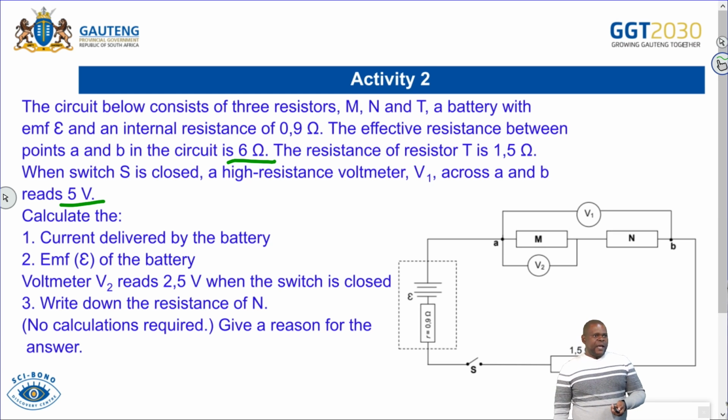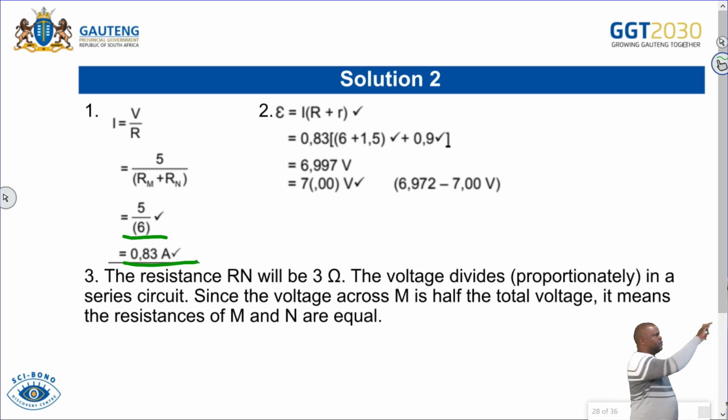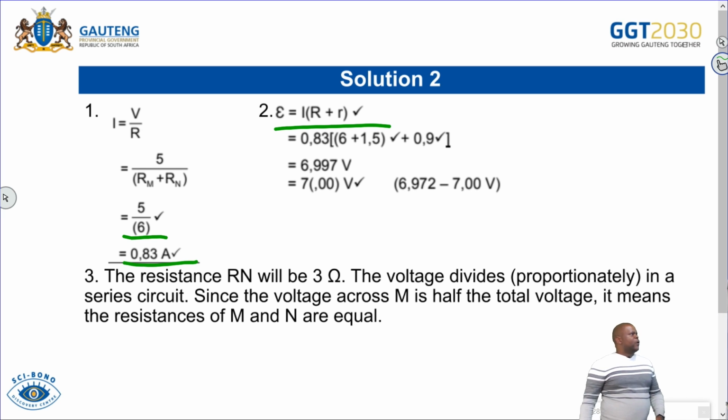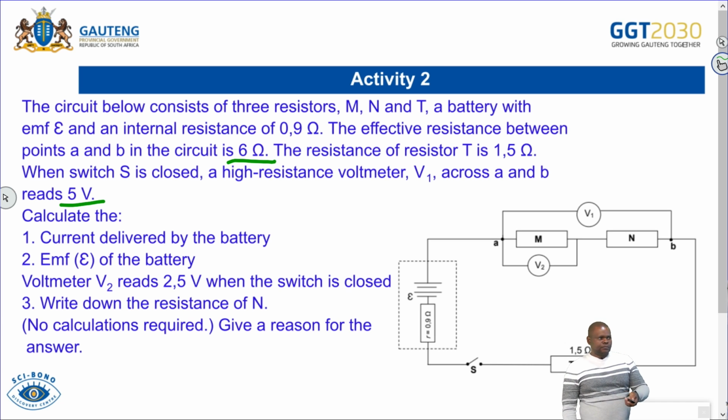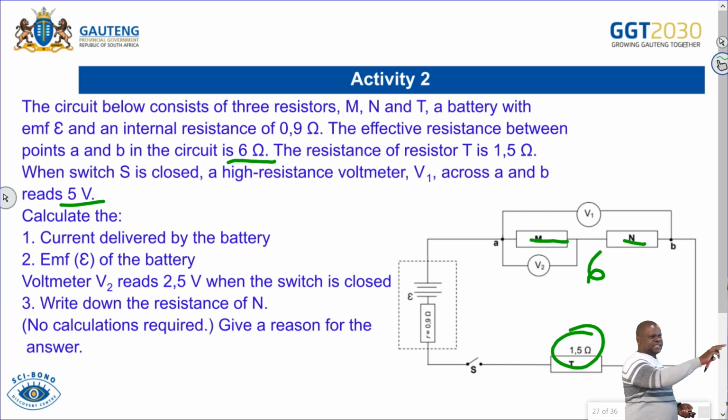Then, let's go back. Number 2, they said, calculate the EMF of the battery. Now, we want to see how much the battery is giving us. You can see the formula, we are familiar with it. We have the current, we have this R, then we have the internal resistance. They give you 6, and this one is given to be 1.5. When you say 6 plus 1.5, it gives you 7.5.